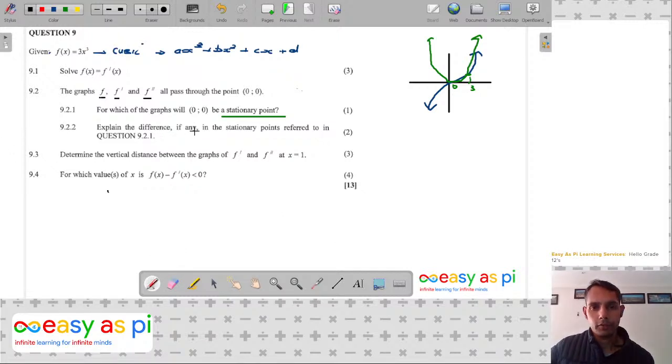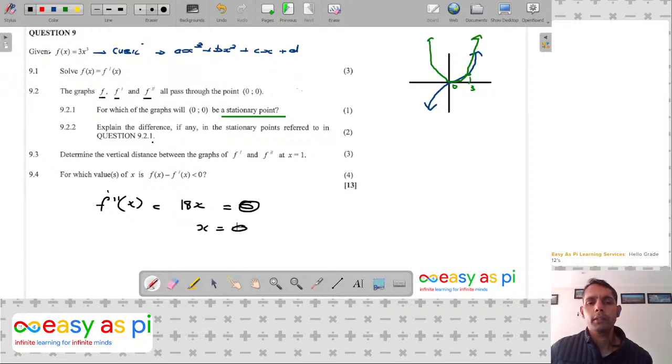So explain the difference, if any, of the stationary points referred to in 9.2.1. Now, what is the difference between the stationary points? Remember, the second derivative is equal to 18x. If I equate that to 0, what do I get? I get x is equal to 0 again. Now, what does that tell me? That tells me that there's a point of inflection here as well.